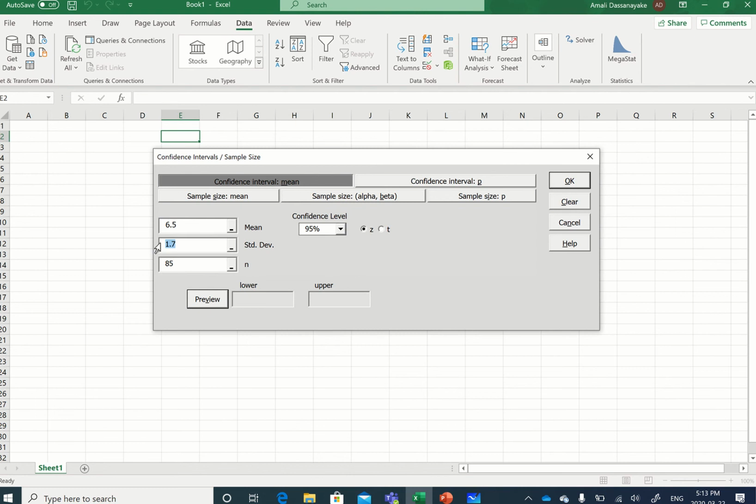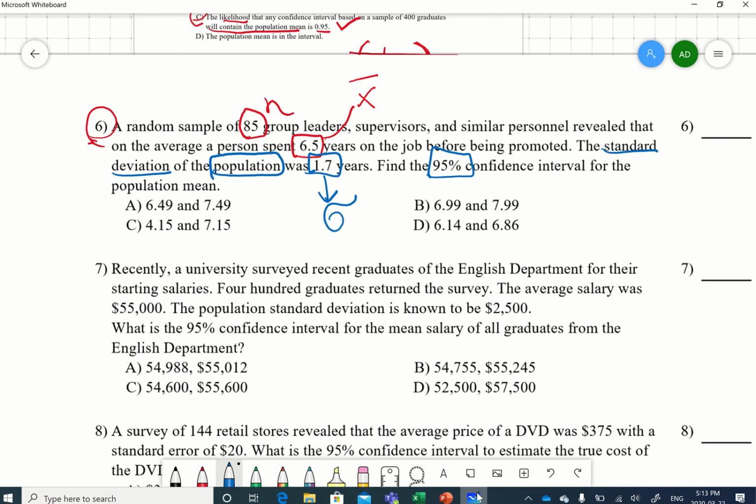1.7 is the population standard deviation, you have to use Z, right? So you can click on preview or you can click OK, generate the output, whichever is fine, and then pick the closest possible. 6.139, 6.861, that's D.